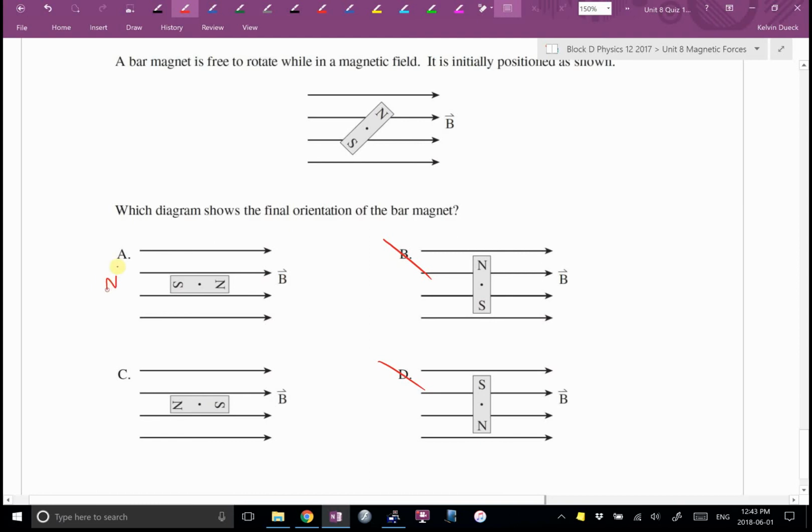So that means there's a north pole there and a south pole there. This south pole would be attracted there. This north pole would be attracted there. It's definitely A. That's also which way a compass would point. A compass points in the direction of magnetic fields. A compass points south because the end of a compass has a north magnetic pole on it.